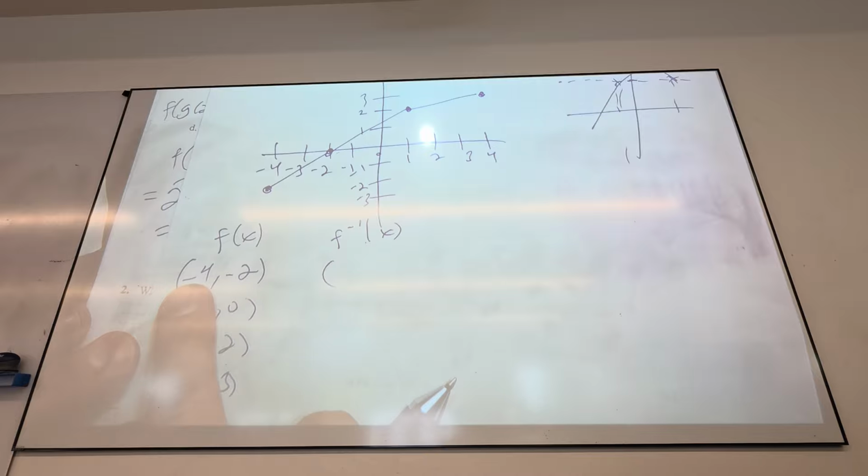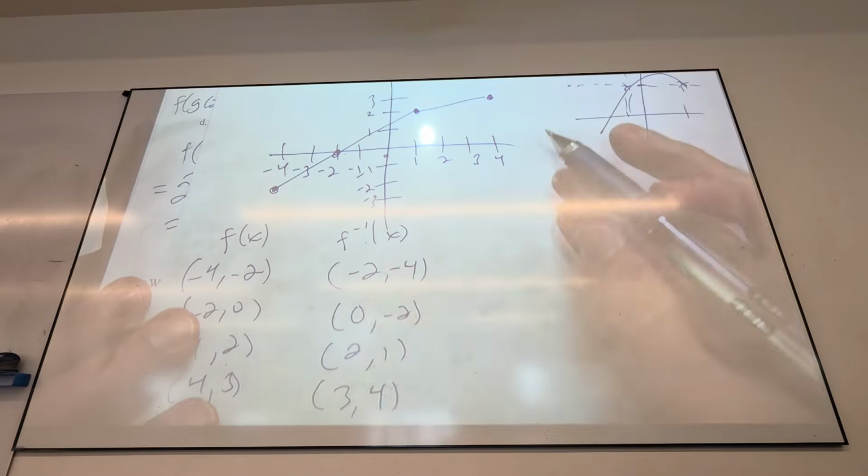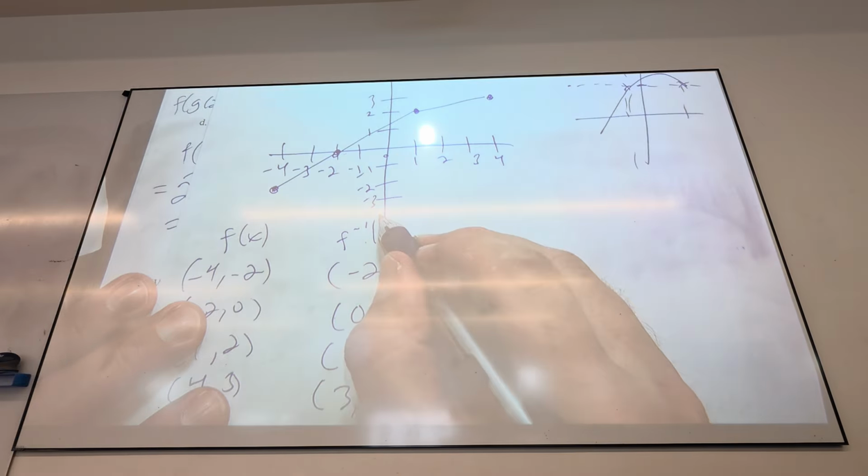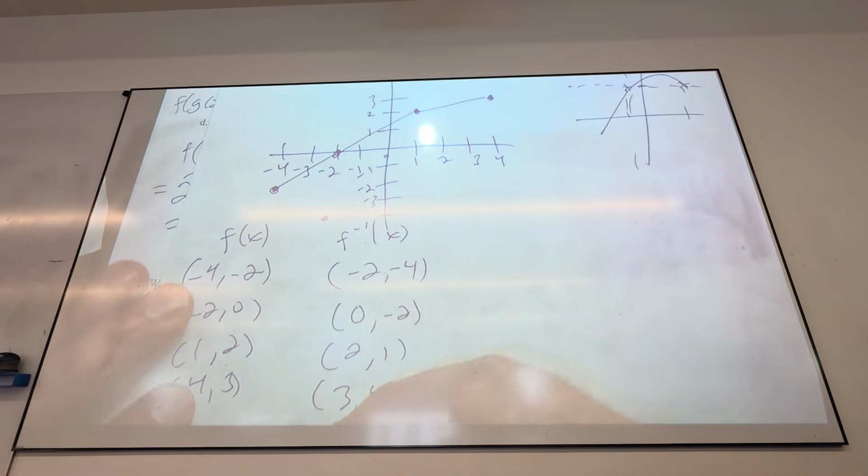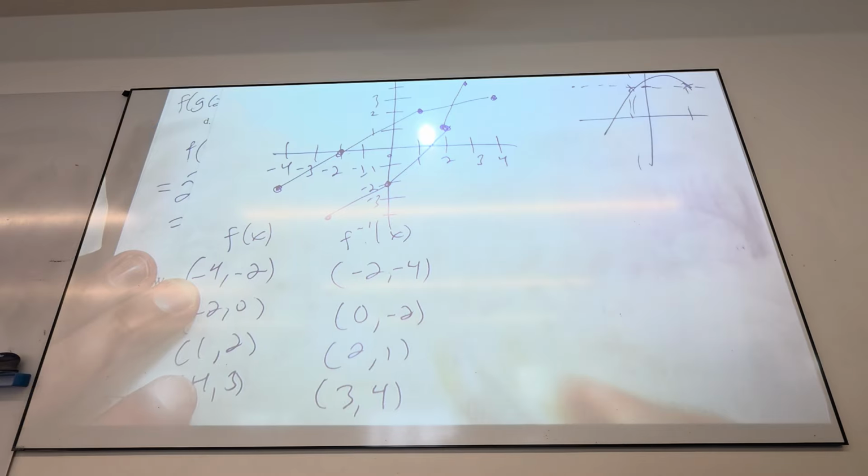So I don't change any signs, I literally just switch them. And now I can plot those points. -2, -4, Jeff. Oh, there's stuff here. -2, -4. Where are we at? 0, -2. 2, 1. 3, 4.